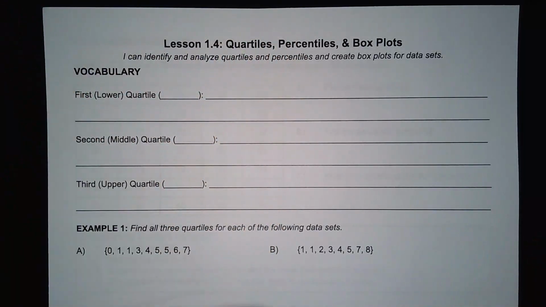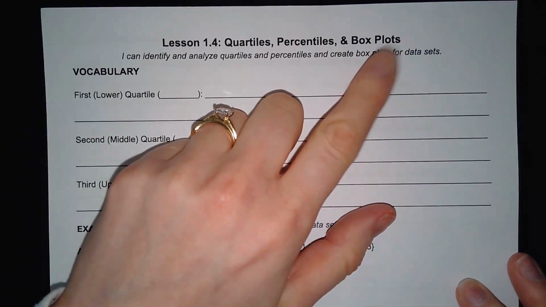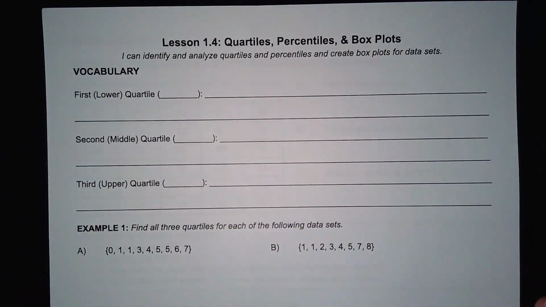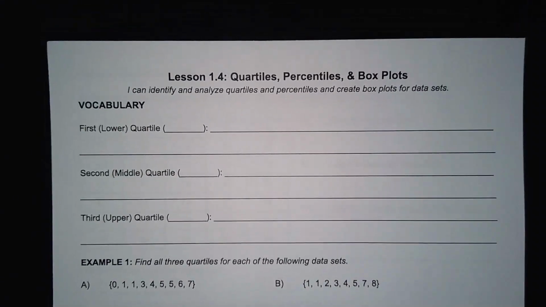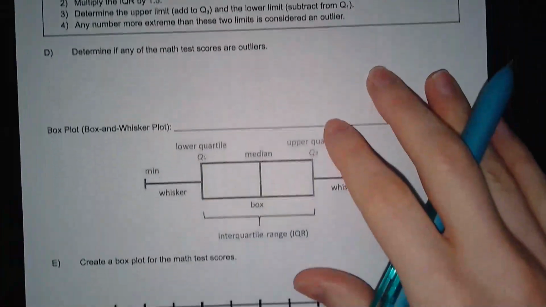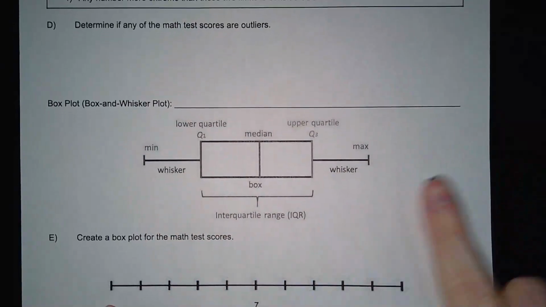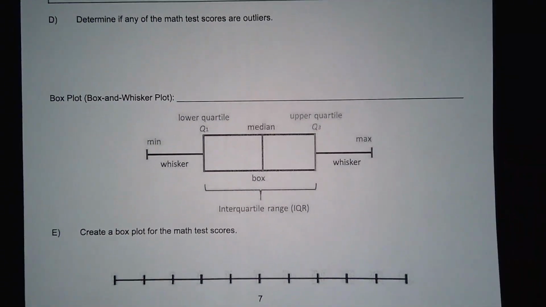The hope is that this is going to get us to creating a new type of graph, which we call a box plot. Now, on the second page of this lesson, we do see a picture of a box plot. So this is kind of where we're heading.